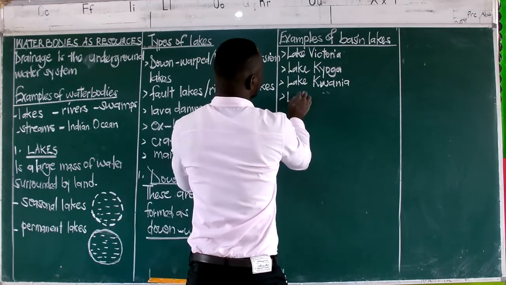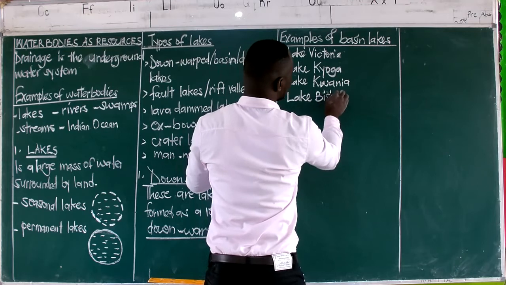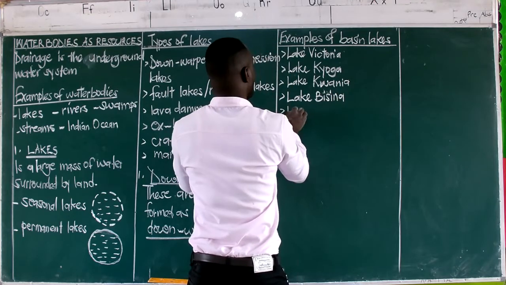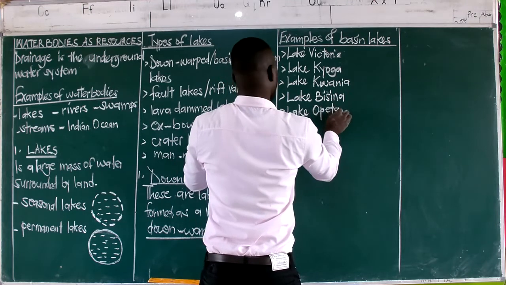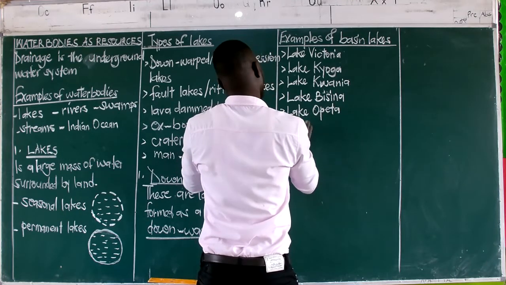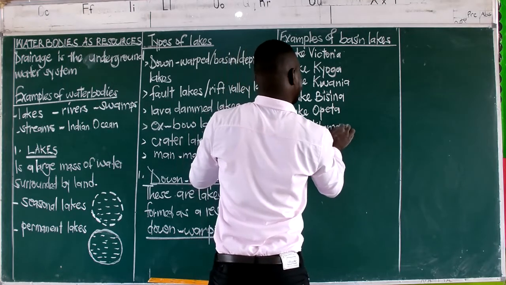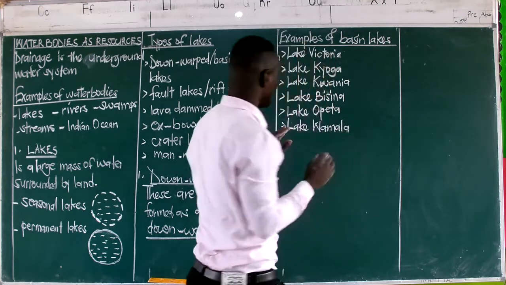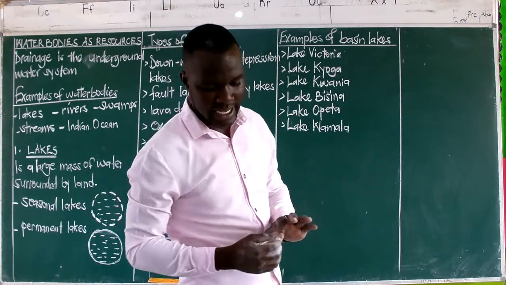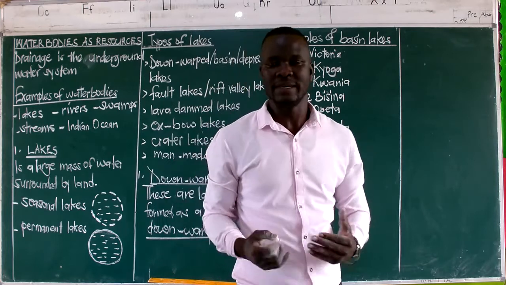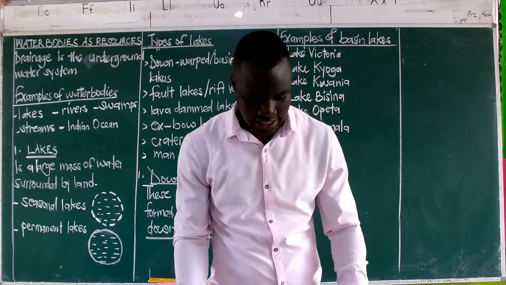We have Lake Bisina. We have Lake Opeta. We have Lake Wamala. Lake Wamala is also there in Uganda. So these are the downwarped basin lakes, or we can call them depression lakes, that we have.